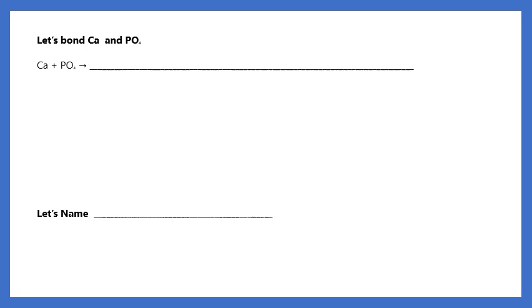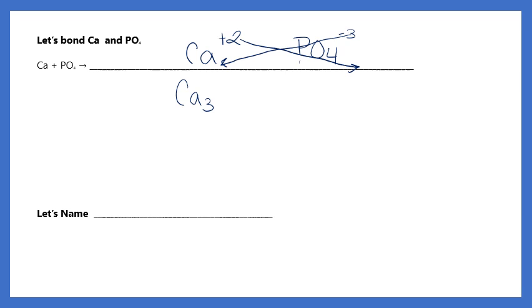So we are going to bond together CaPO4. So we have calcium, which takes a +2 charge. If you look at our chart, PO4 takes a -3 charge. So now we're going to crisscross the charges. So that 3 will come to the bottom of the Ca. And that 2 is going to come to the outside of that PO4.